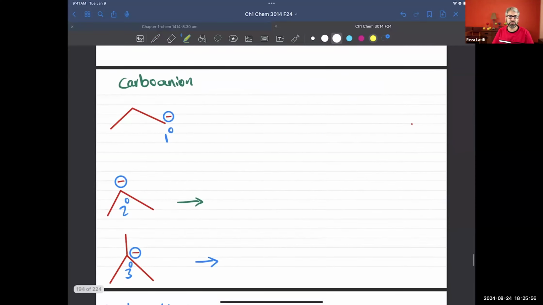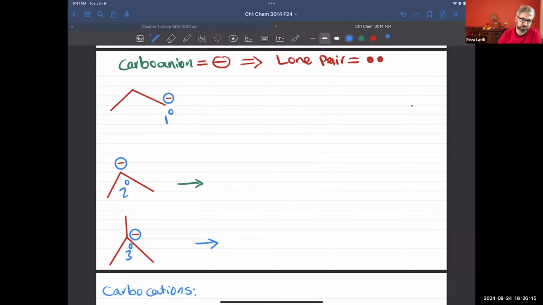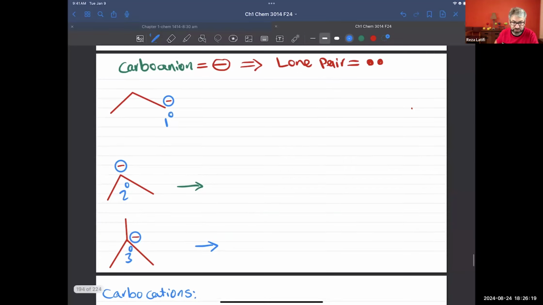Now, next one, it will be carbon 9. And what's carbon 9? You have a carbon with a negative charge. A negative charge, we're going to show as a lone pair. Any lone pair is equal to 2 electrons. So the first one, I have a carbon with a negative charge. What does it mean? It means it has a lone pair. Let's show the lone pair first.